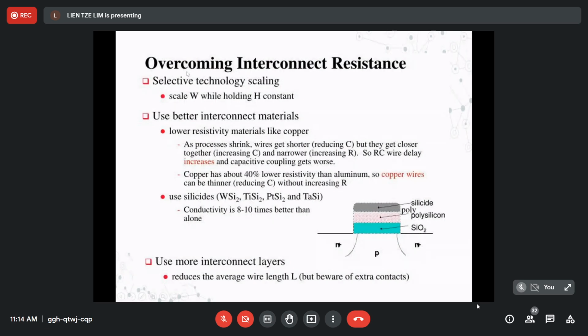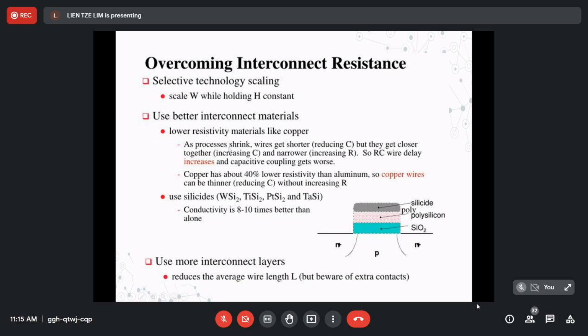Overcoming interconnect resistance. How to overcome the interconnect resistance? There are a few techniques here. First is selective technology scaling: scale the width while holding the thickness constant. And use a better interconnect material. The better interconnect material is a lower resistivity material, like copper. Copper is a material that has lower resistivity.